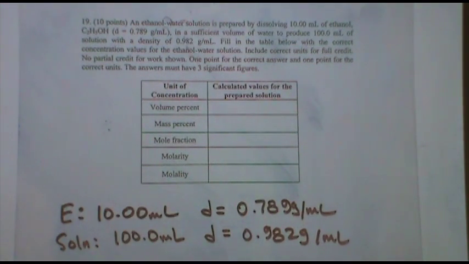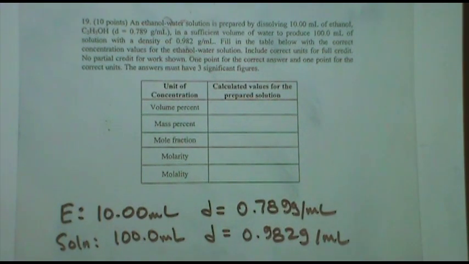What do we know about water and ethanol? They have what between them? There we go. Hydrogen bonding. So it's going to contract. And so that's why we have to give you the densities.